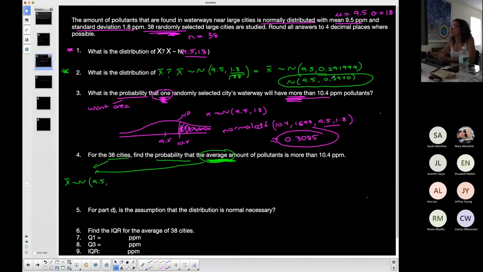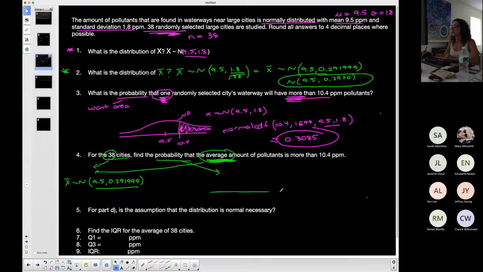9.5, and then look, this changed. I'm gonna take the one with a lot of digits, 0.291999, okay? So now this is changing. The end of whatever I'm using, normal CDF or inverse norm, is changing because I'm on this distribution of the means, because I'm selecting a sample and I want something about their average.